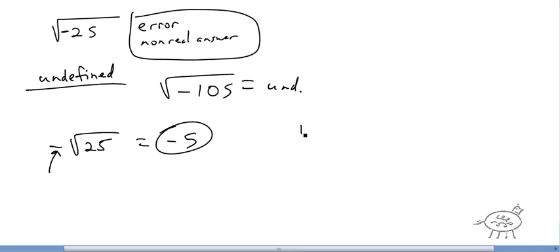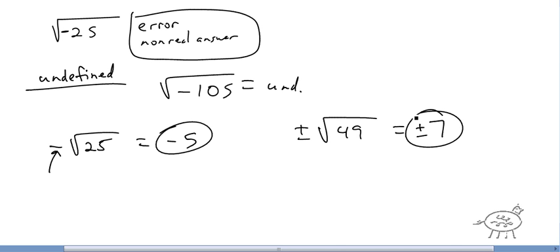Okay, you also might see problems like this, plus or minus the square root of 49. Well, think of what the words mean. It means there are two parts to it. It's a plus part and a minus part. So the square root of 49 is 7, so it's plus or minus 7. And that's the answer to that problem. Okay? So don't get panicky with plus or minus. Plus or minus, just add it at the end of it. Plus or minus the square root of 100 is plus or minus 10. Okay? Pretty simple.